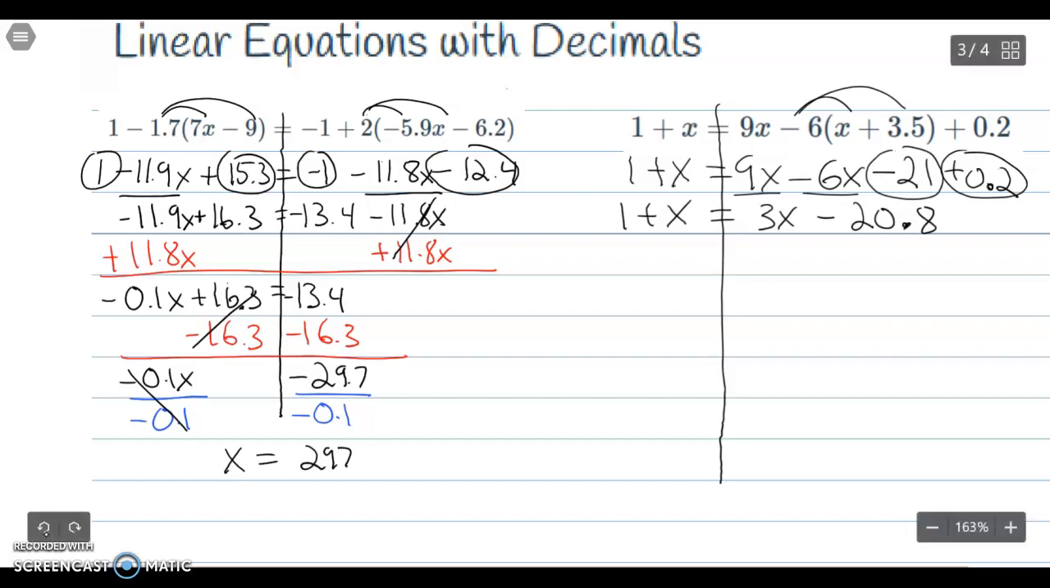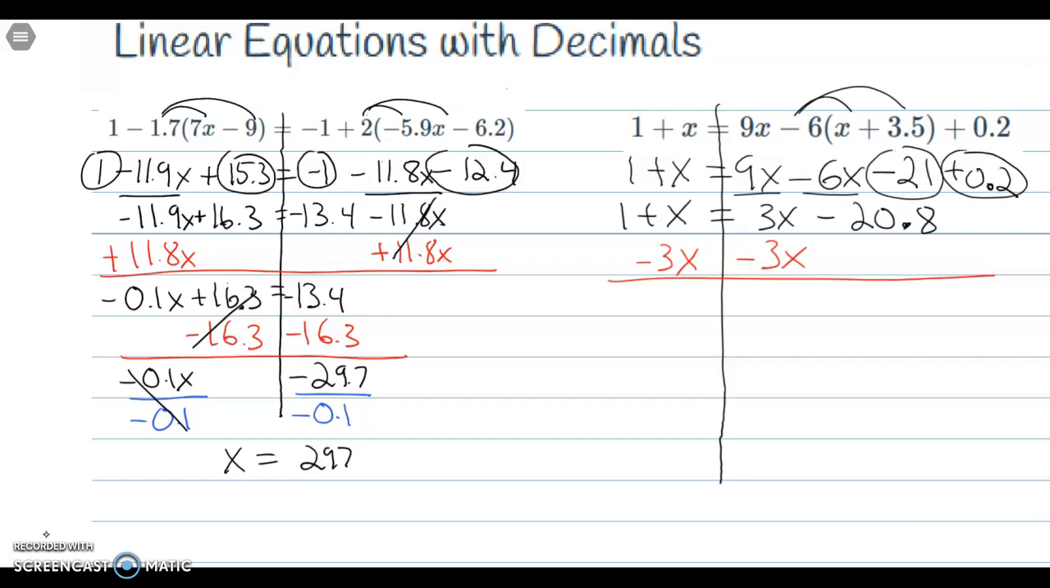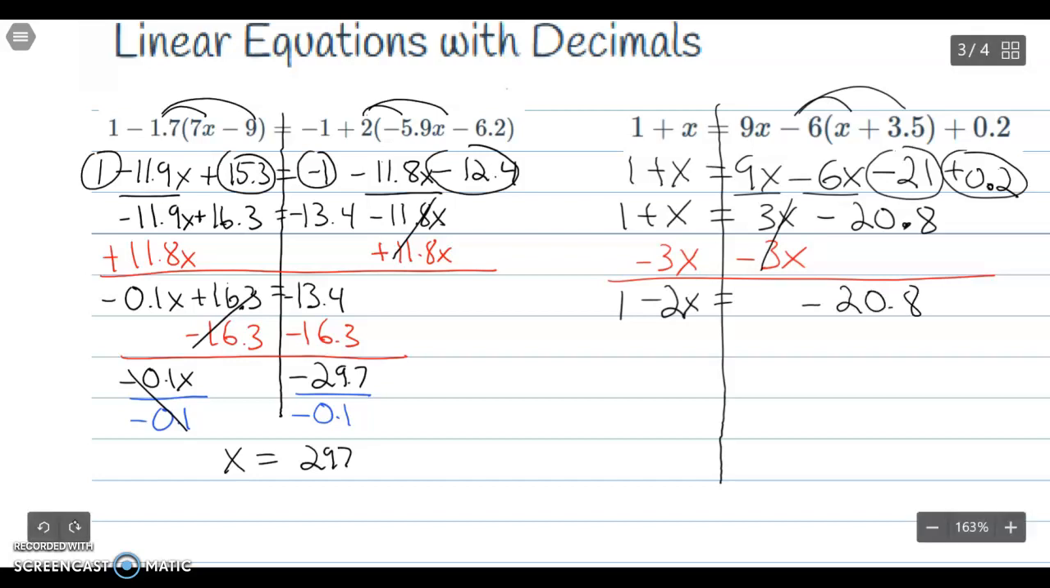We're going to move the variable term to the left. We're going to subtract 3x on both sides. Okay, I'm going to bring down this 1. And that's going to get me a negative 2x. All right, the 3x's right here would cancel out. And I'll bring down this negative 20.8.